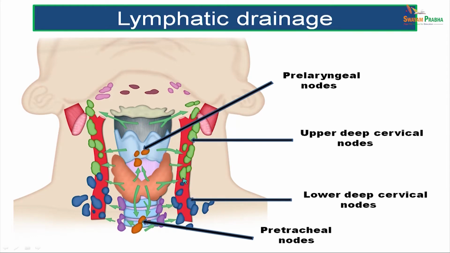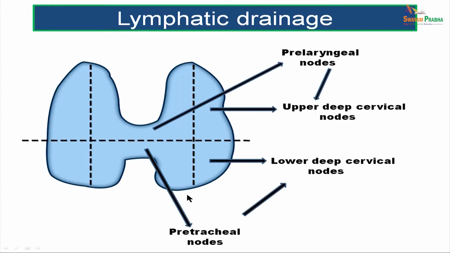There are also some nodes along the recurrent laryngeal nerve, which will also receive the efferents here. So, either pretracheal or prelaryngeal in the medial part, and the lateral part is the deep cervical, upper or lower. Ultimately, all of them will be going to the deep cervical group of lymph nodes. So, it can be divided into four areas.